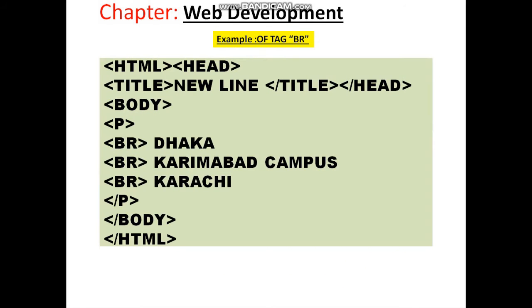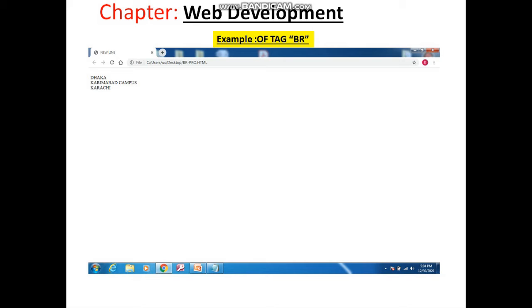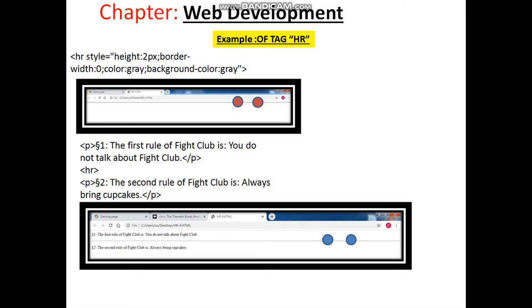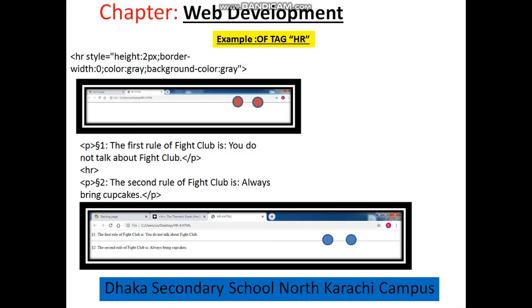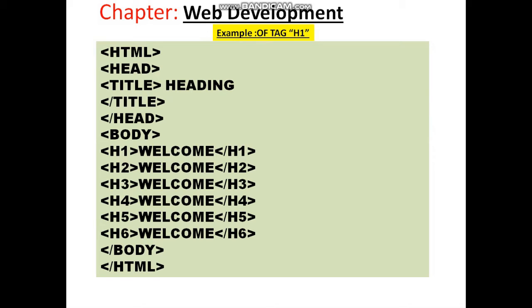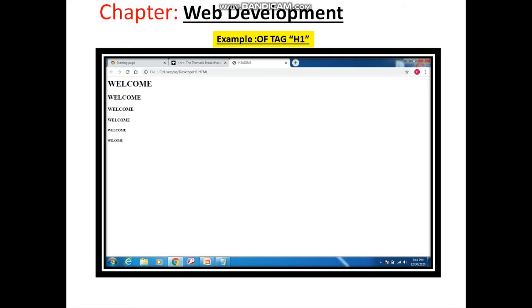The p tag program, the br program, the program used for the br tag. This is the output of the br tag program. This is the program for the hr tag and the output of the program. This is the program for the h1 tag. The h1 tag is used for different sizes of the text.